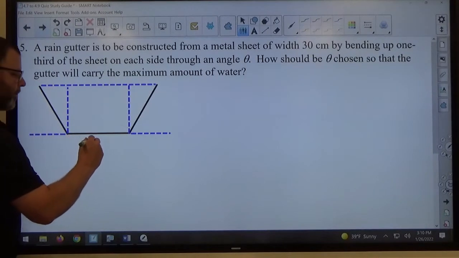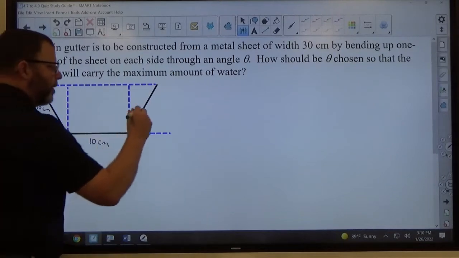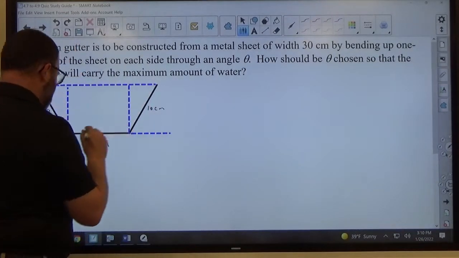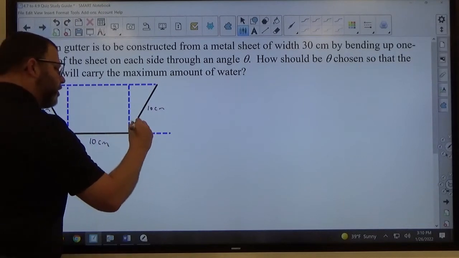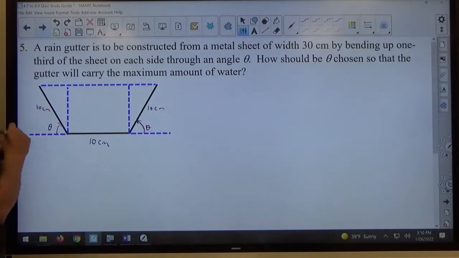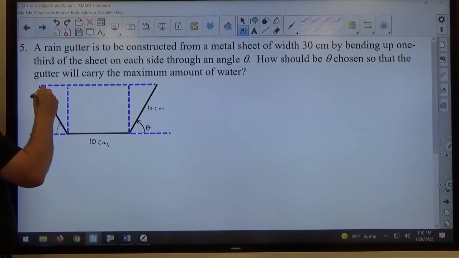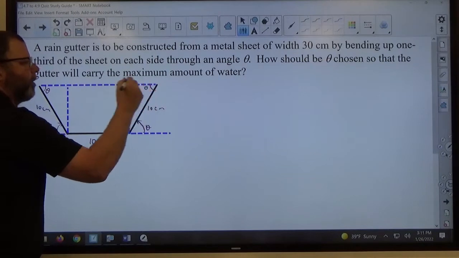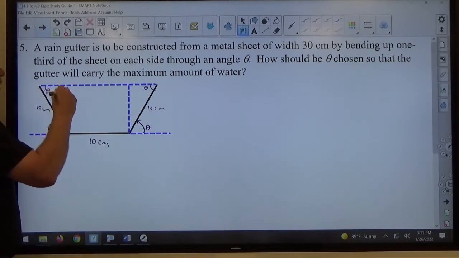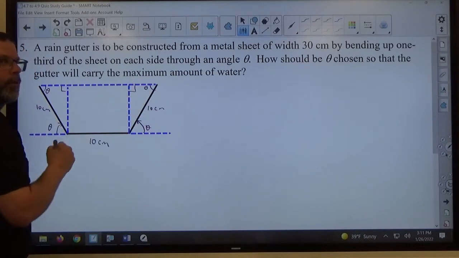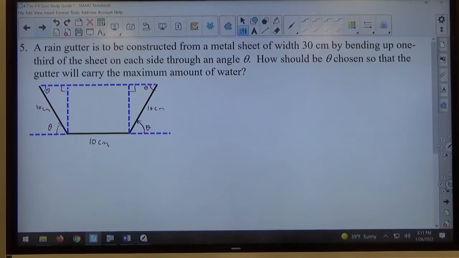So 10 centimeters is left in the middle, 10 centimeters is bent up, and 10 centimeters is bent up. It's bent up to an angle of theta, so this is theta here, and this is theta here. And since the top and bottom of this would be parallel to one another, theta is also up here. It's much more useful to be inside a triangle, so I'm going to put it there. And the shape we're creating here is a trapezoid, so I'm going to have right angles there that I care about.